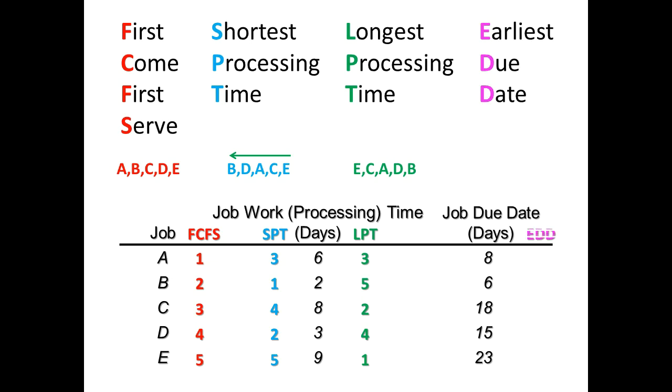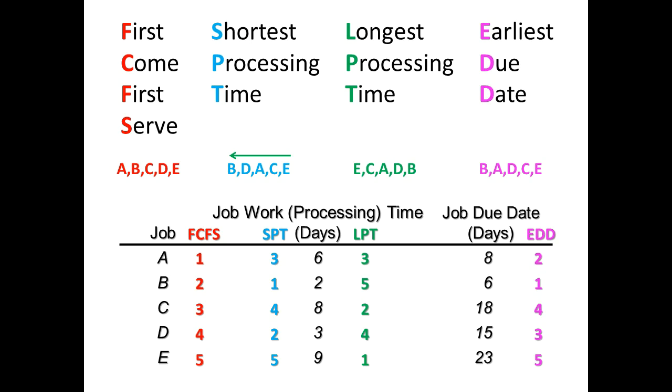For earliest due date, the job with the earliest due date is processed first. Job B needed to be done on day 6, followed by A on day 8, D on day 15, C on day 18, and E on day 23. The sequence of jobs using earliest due date is B, A, D, C, E.